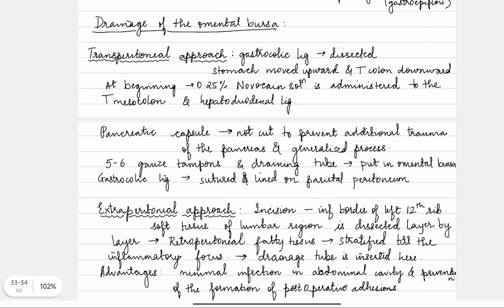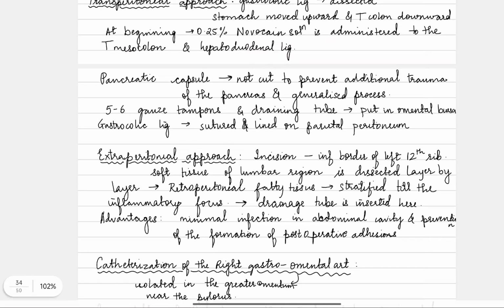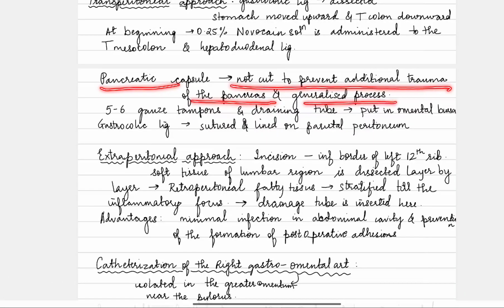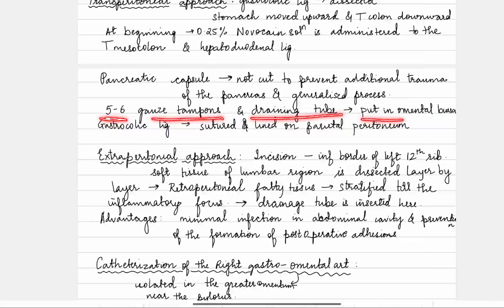Drainage of the omental bursa: transperitoneal approach, extraperitoneal approach. Transperitoneal approach, gastrocolic ligament is dissected, stomach is moved up and transverse colon downward. At beginning, 0.25% Novocaine solution is administered to the transverse mesocolon and hepatoduodenal ligament. Pancreatic capsule is not cut to prevent the additional trauma of the pancreas and generalized process. 5 to 6 gauze tampons and draining tube are put in the omental bursa, gastrocolic ligament is sutured and lined on parietal peritoneum.